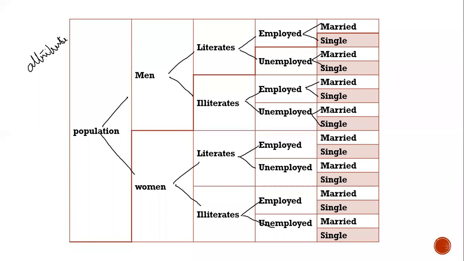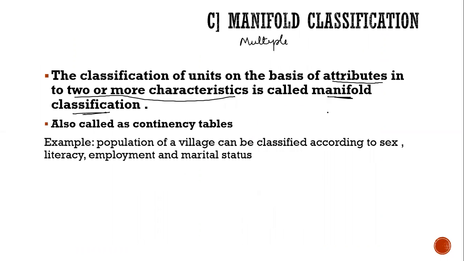So when you see this table, it is a multiple classification of the data, a multiple classification of the qualities. That is called manifold classification. You divide a particular attribute, the various attributes, into two or more characteristics. That is called manifold classification. What is simple or one way? Where only one way classification is done.